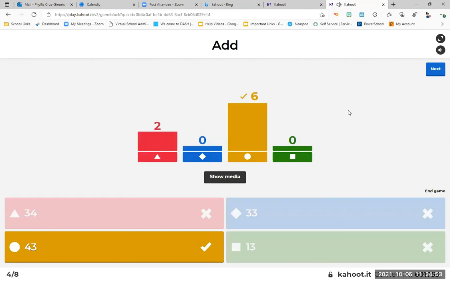Look at that. Oh, look at Miss Cruz. I was going to pick 43, but then I picked the wrong one by mistake. I totally get it. Good work though. That's fine. You make mistakes. That's totally fine. You know that. I make mistakes. It's all good.